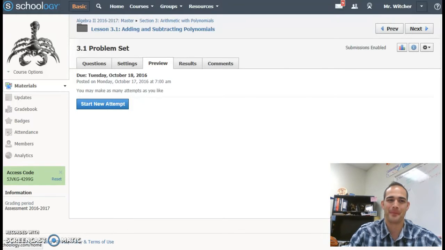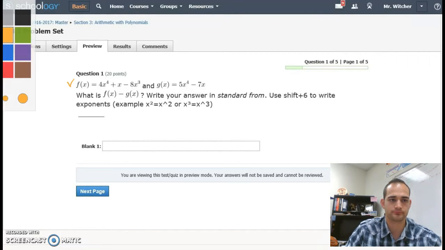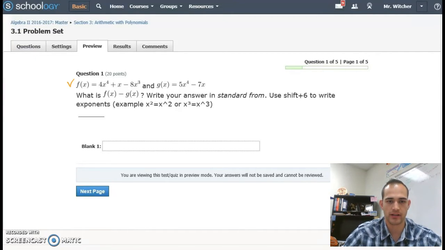Here we go. So in your problem sets, you're going to see questions that look like this, where it gives you two functions. So your first function here is f of x equals 4x to the fourth plus x minus 8x cubed. And then you have a second function that's over here. G of x equals 5x to the fourth minus 7x. And you could have three functions, etc. You're just going to want to look at that and see what it's saying.